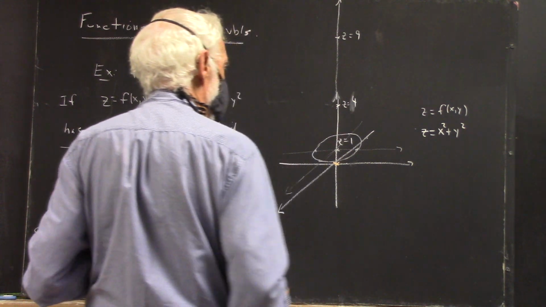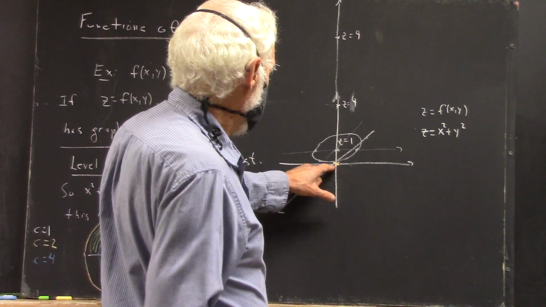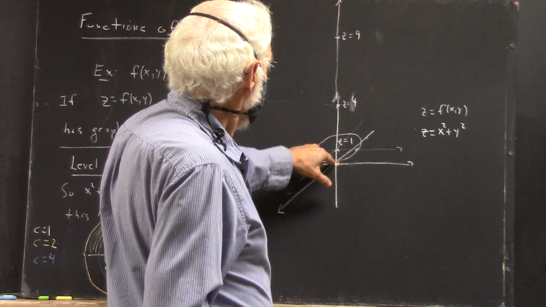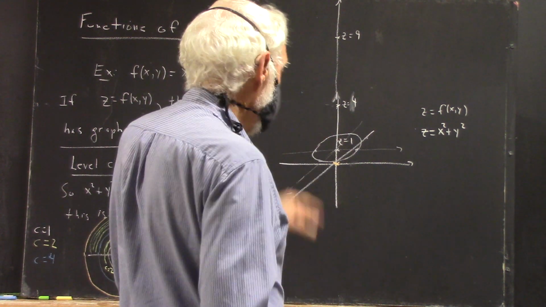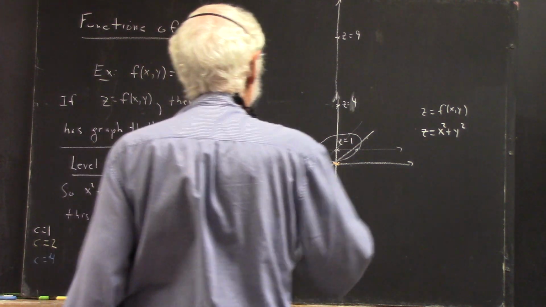Of radius 1. So we've got the origin down here, and a circle of radius 1 here. Then z equals 4. Now let me take x squared plus y squared equals 4 in this plane.